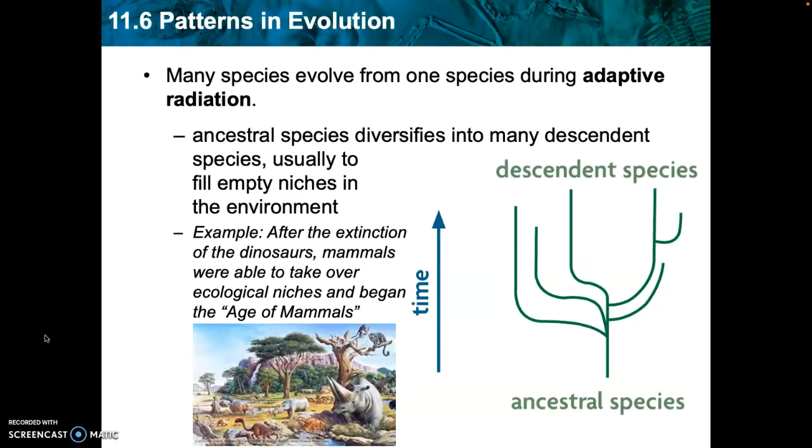And that began what we call the age of mammals today, where we have a huge amount of mammal diversity on Earth. So that's going to end our discussion of Chapter 11, Sections 5 and 6.